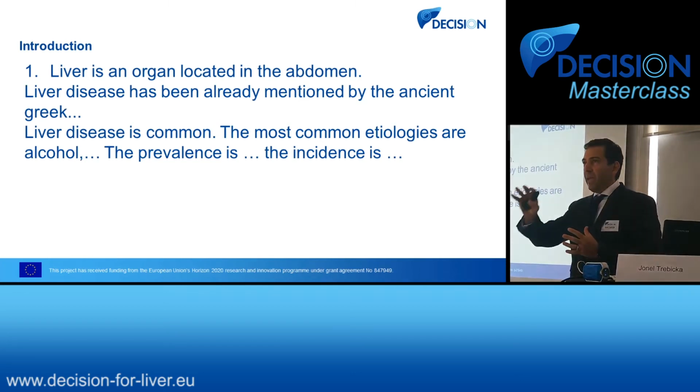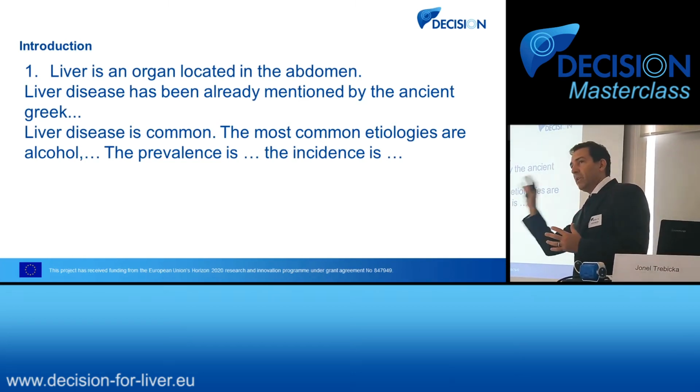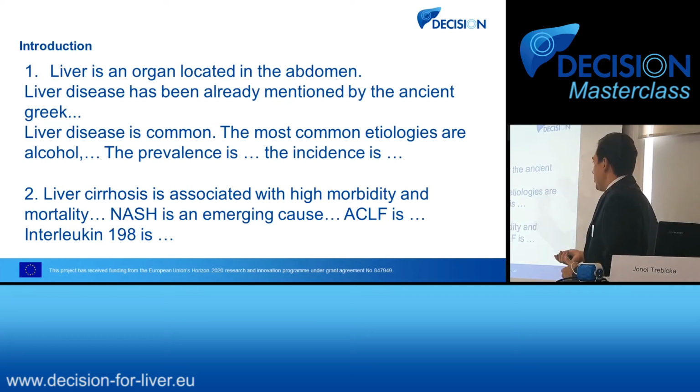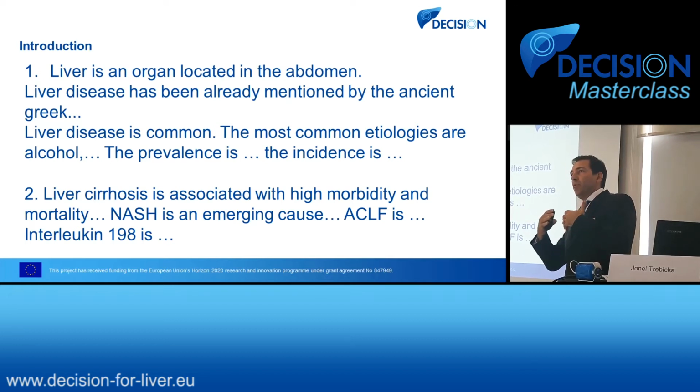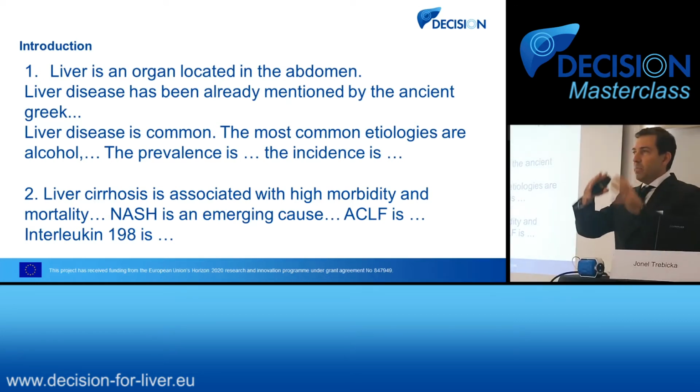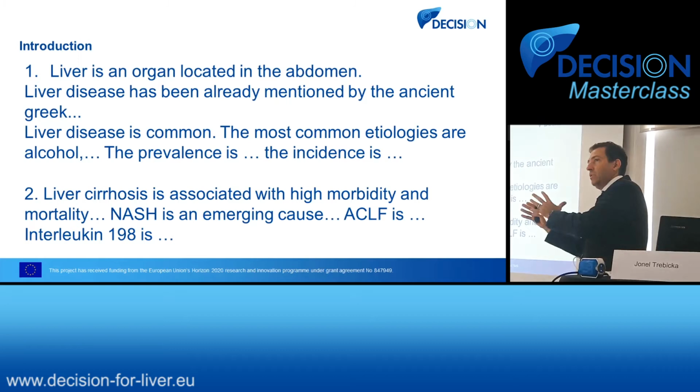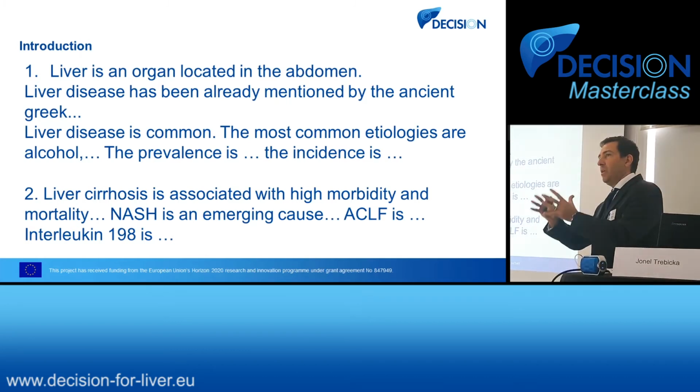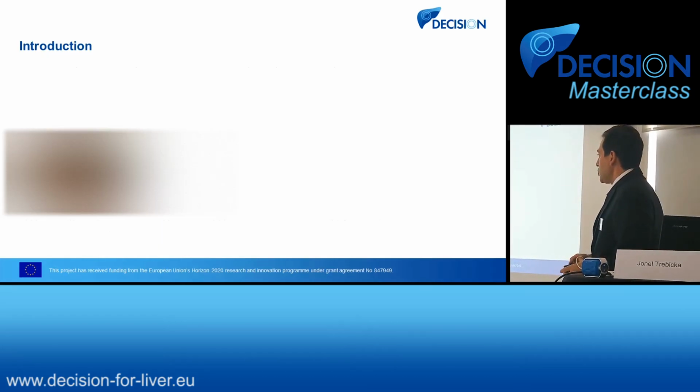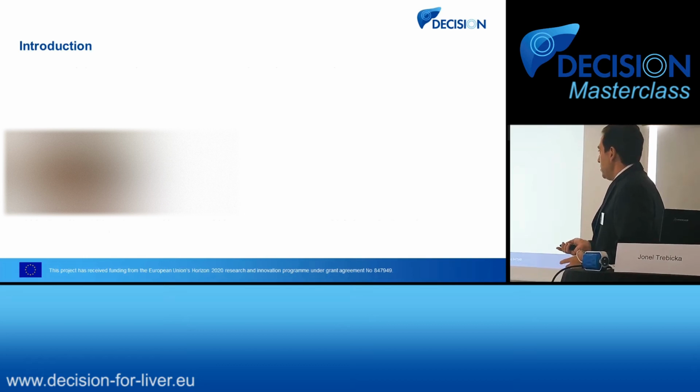What are the main goals? What are the main results? For example, liver cirrhosis is associated with high morbidity and mortality, NASH is an emerging cause, ACLF, blah, blah, blah. So you have to make a bridge from your introduction to your results, and the methods should also be clear. So the introduction should not be a puzzle.